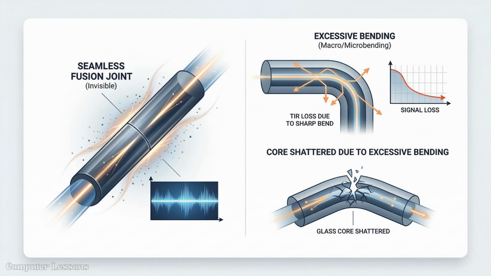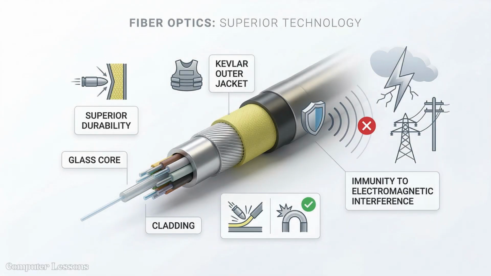However, fiber has one major weakness: it is fragile. If you bend a fiber cable too sharply, the light can no longer reflect internally, causing signal loss. If you bend it further, the glass shatters. This fragility is why fiber cables are heavily jacketed in Kevlar, the same material used in bulletproof vests.